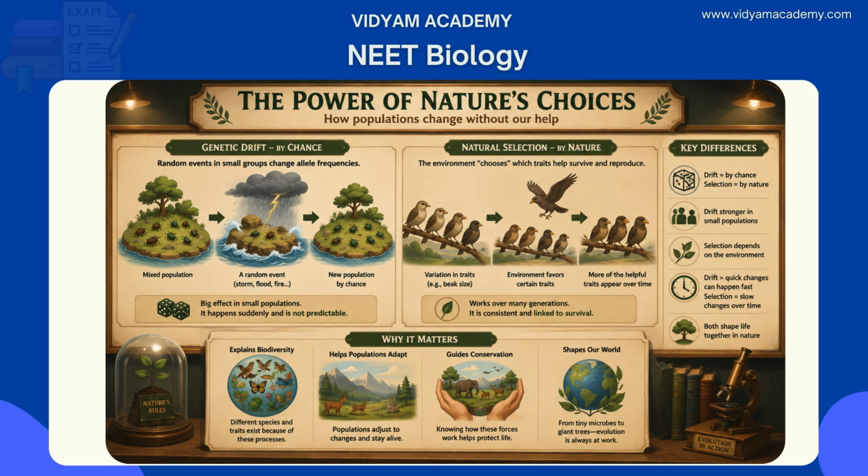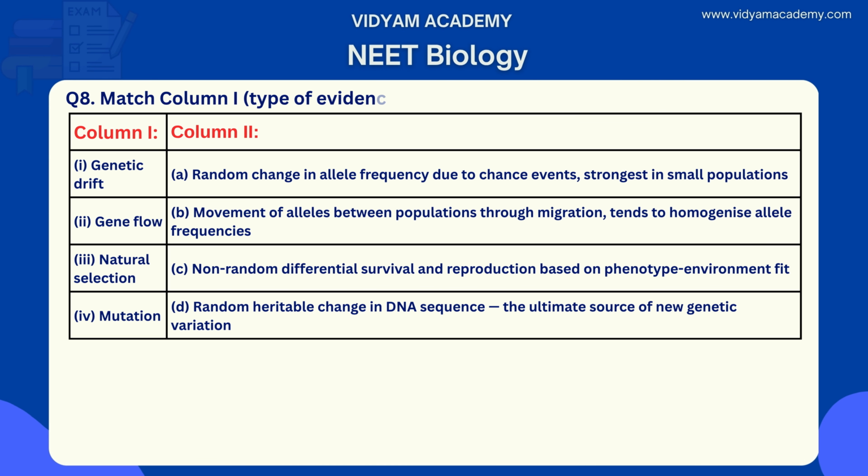Both processes change allele frequencies, but only natural selection systematically improves a population's adaptation to its environment. Genetic drift can just as easily fix a harmful or neutral allele as a beneficial one. Let's move to question number 8. Match the columns: the first is an evolutionary force, and the second is the correct description. The first one, genetic drift, second one gene flow, third one natural selection, fourth one mutation.